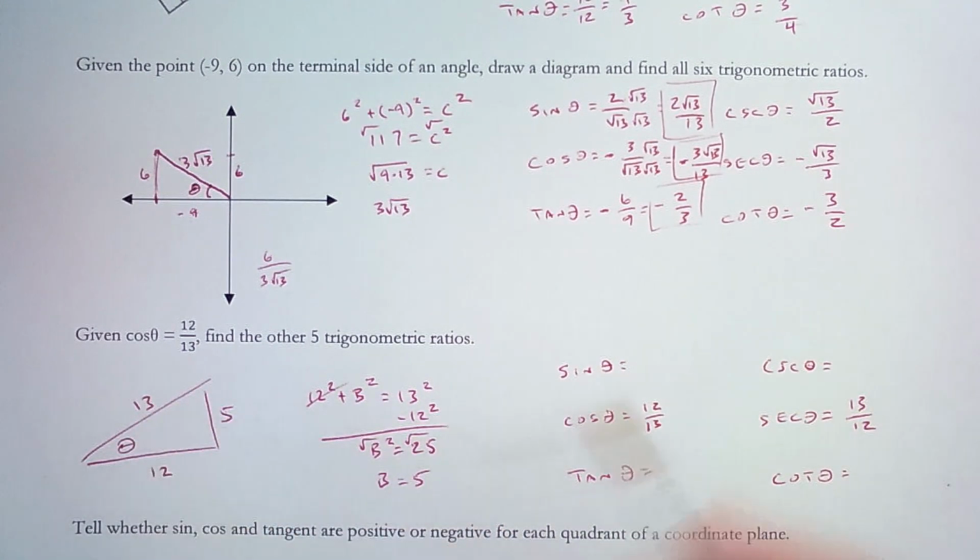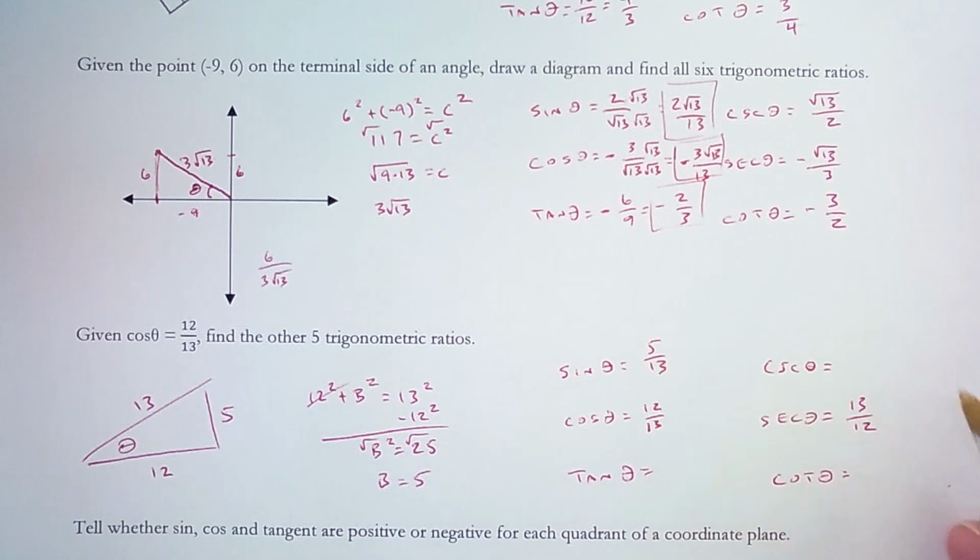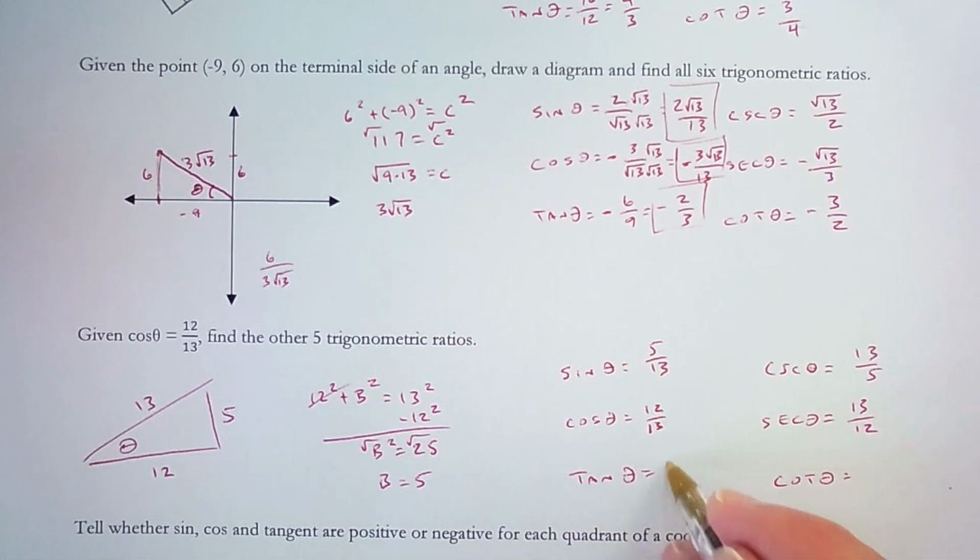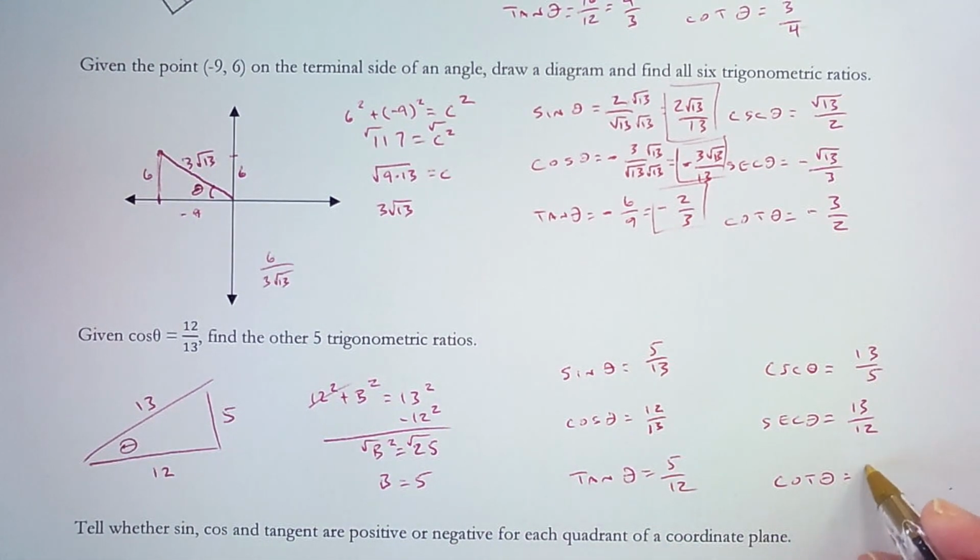So sine, opposite over hypotenuse, is 5 over 13, which means cosecant is 13 over 5. Tangent, opposite over adjacent, is 5 over 12, which means cotangent is 12 over 5.